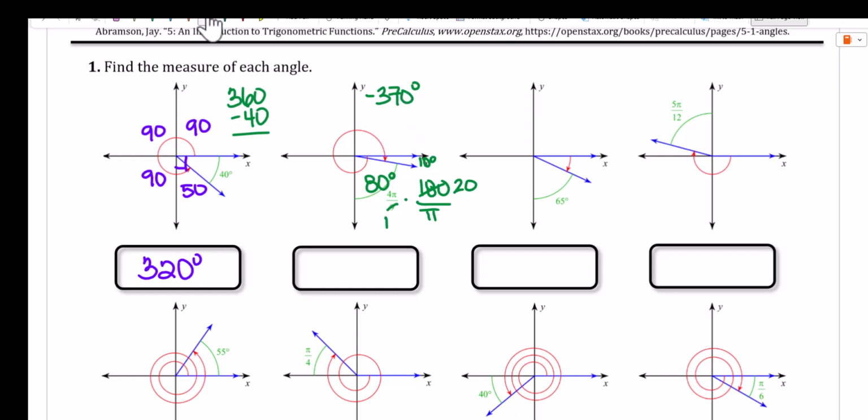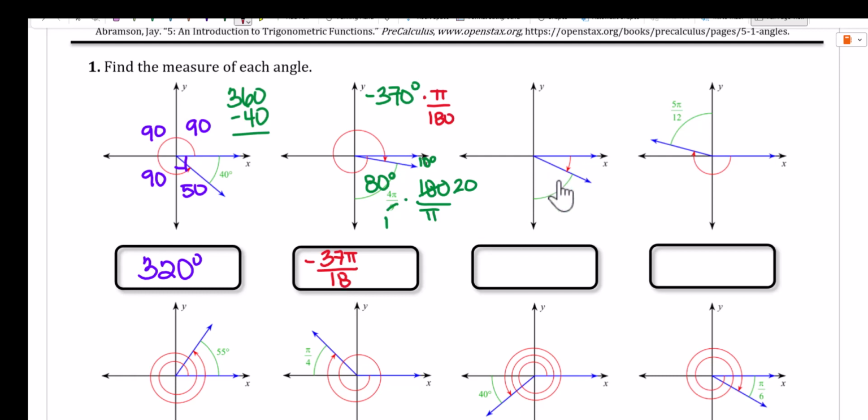So I want to change this from a degree back to a radian. So here I'm going to multiply by pi over 180. And then this is going to give me negative 37 pi over 18. Now, don't worry about how crazy and ridiculous some of these look. As long as you're doing the math right, you are 100% correct.